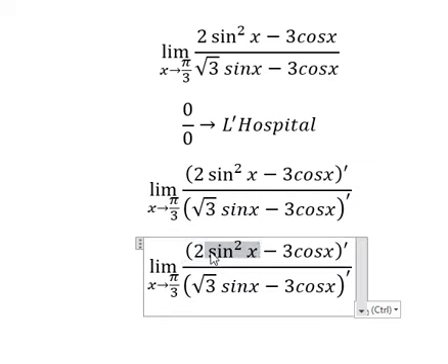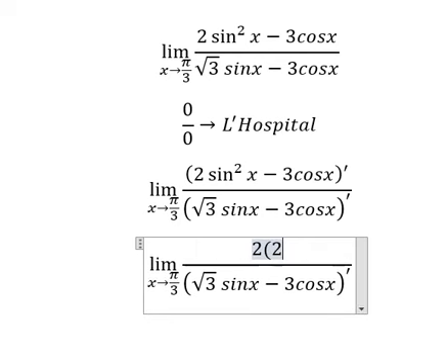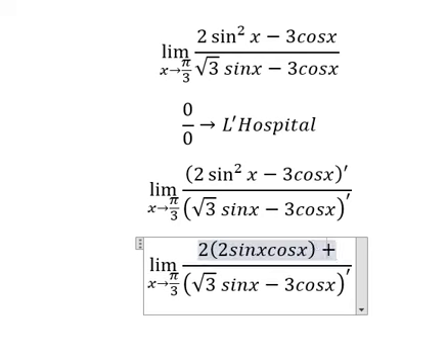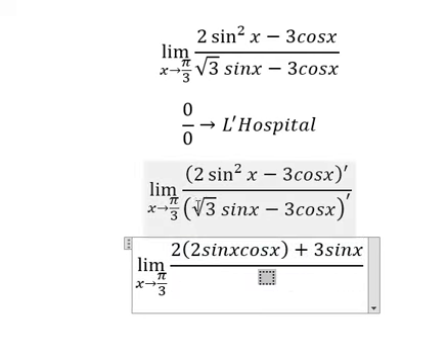So this one, that is about 2 multiplied by 2 sin x cos x. The next one we have positive 3 sin x. This one we have the square root of 3 cos x plus 3 sin x.